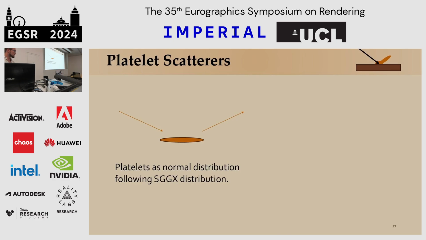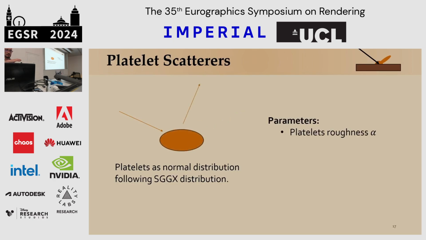Now it's possible to define this platelet in various forms, and there are different parameters, but in this work we only use two parameters: the platelet roughness alpha, where as we increase the platelet roughness, it means that these platelets are going to be bulgier. And then we also have the platelet orientations.